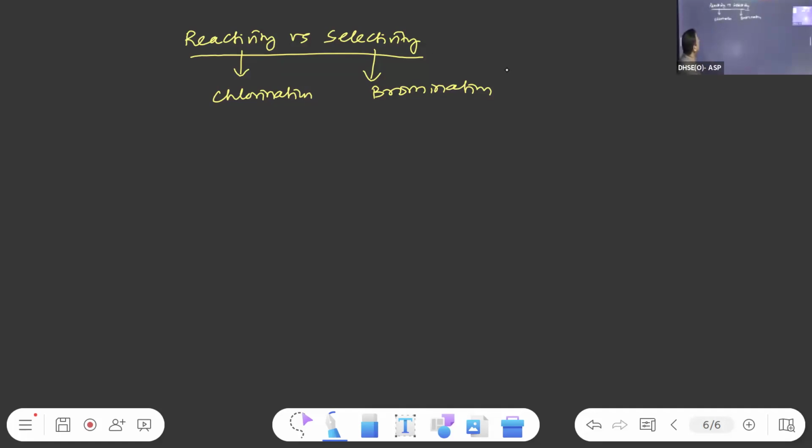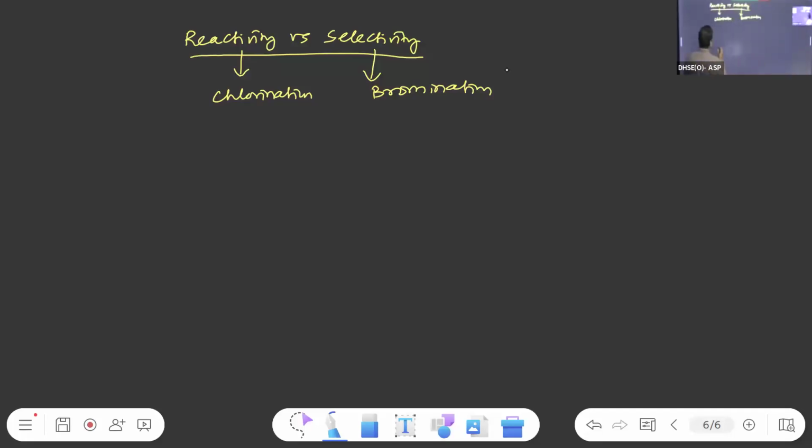Now the consequence of reactivity and selectivity: the more reactive one may form a mixture of products. More reactive means it forms a mixture of compounds. The more selective one will make the major product. More selective means it makes the major product.